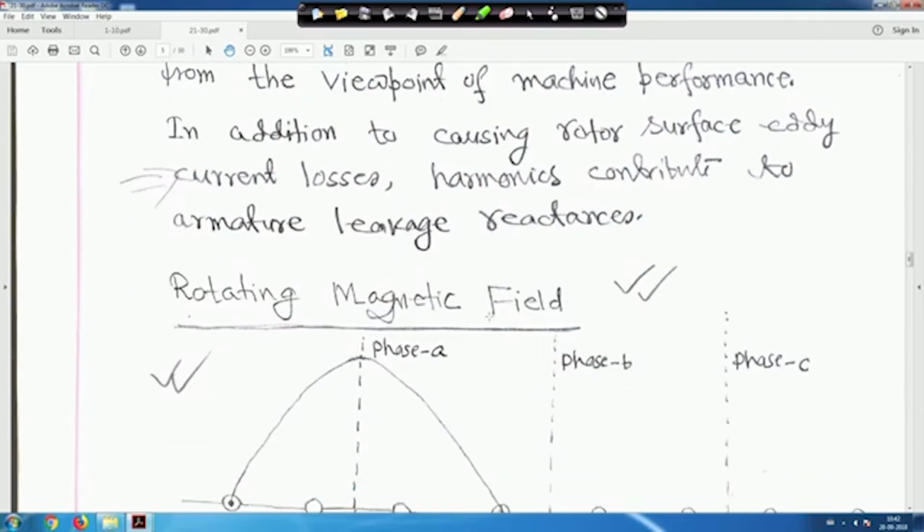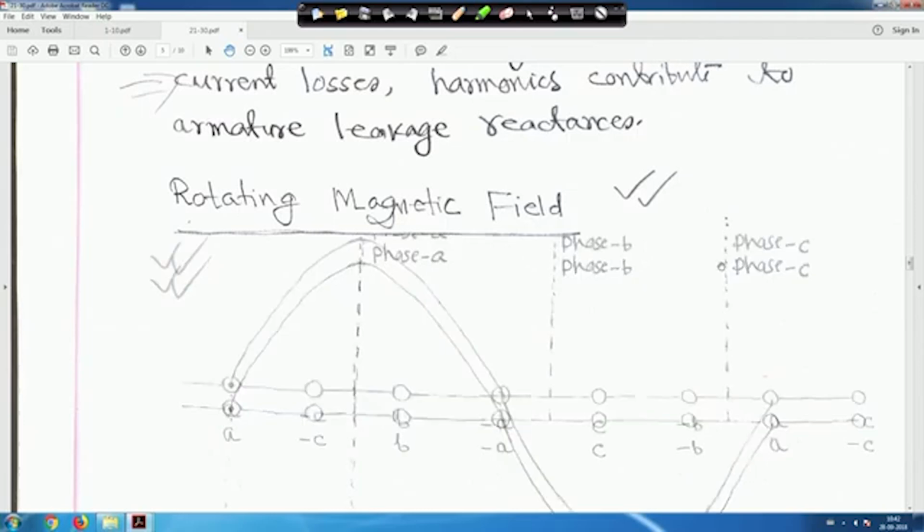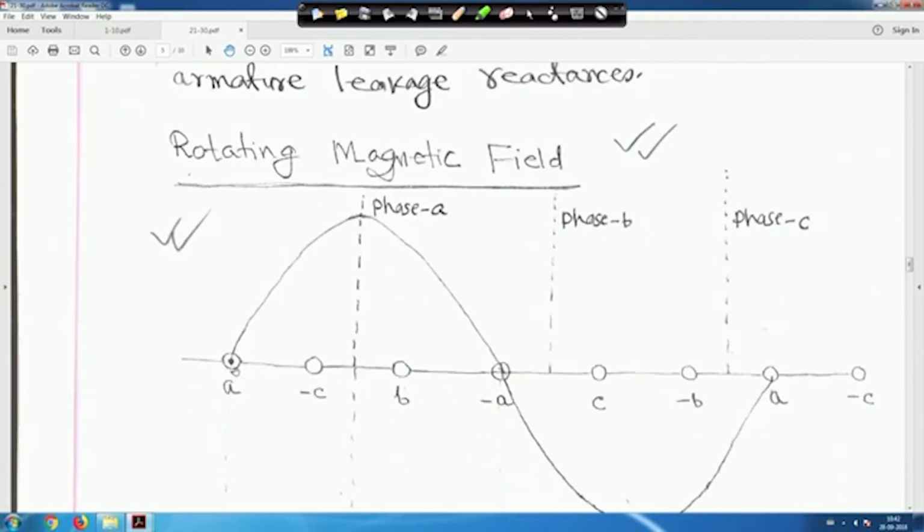So now next is the rotating magnetic field. Here phase A, phase B, phase C are marked. This is A, and this is A minus. This is B, and this is B minus, and this is C, and this is C minus, right? I told you one thing, that if you take one side, the current entering into the page is plus, then leaving the page will be minus. So that is the plus or dot, the way we represent, right?